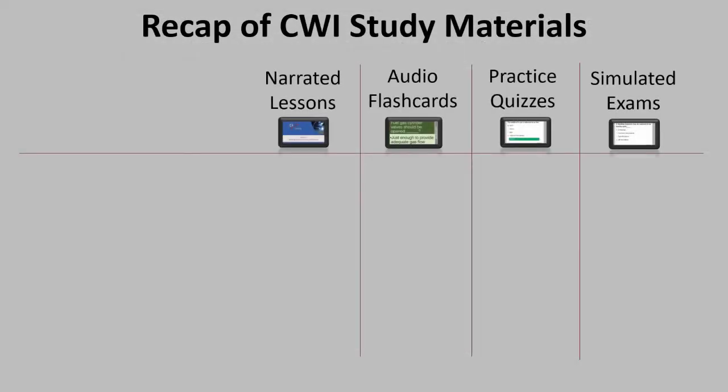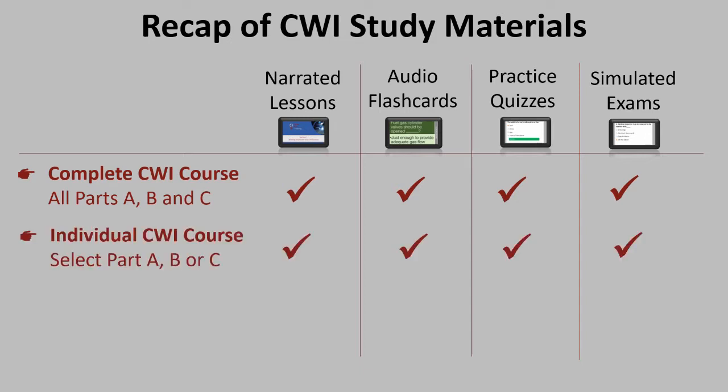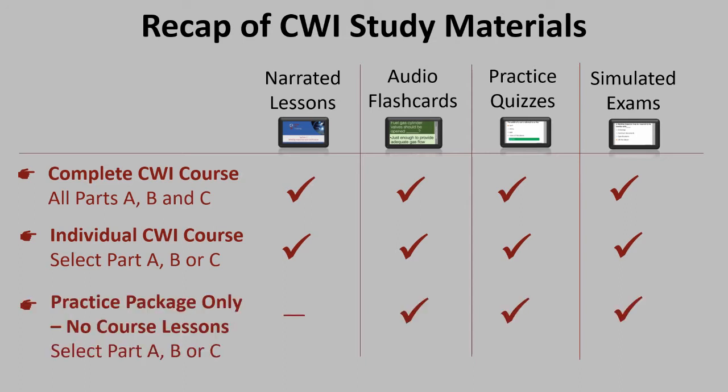You have 2 options if you want the narrated lessons and everything else. You can purchase the complete CWI course package, which includes all parts A, B, and C, or you can just do the individual course package where you select whether you want A, B, or C. Now that's if you want narrated lessons and everything else. If you just want the flashcards, quizzes, and exams, and you aren't interested in the narrated lessons, you can then purchase the practice package only and select which parts you want, A, B, or C, or all 3.